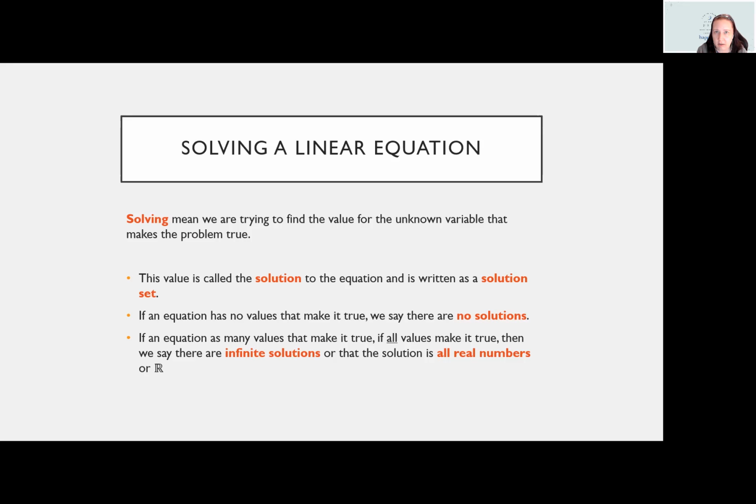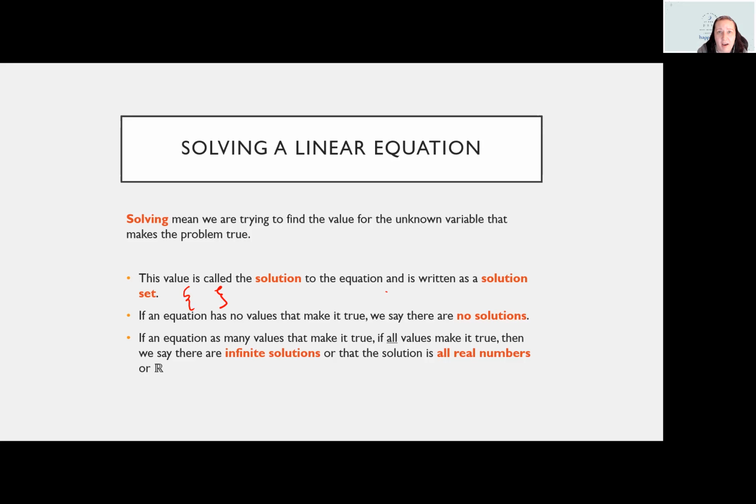The answer that you find when you're done solving is called the solution to the equation, and we write it as a solution set. Our solution sets are inside these braces. Braces are the curly brackets. And in Connect Math, they usually already have the braces there for you. You don't have to type them in. You just type in the number.